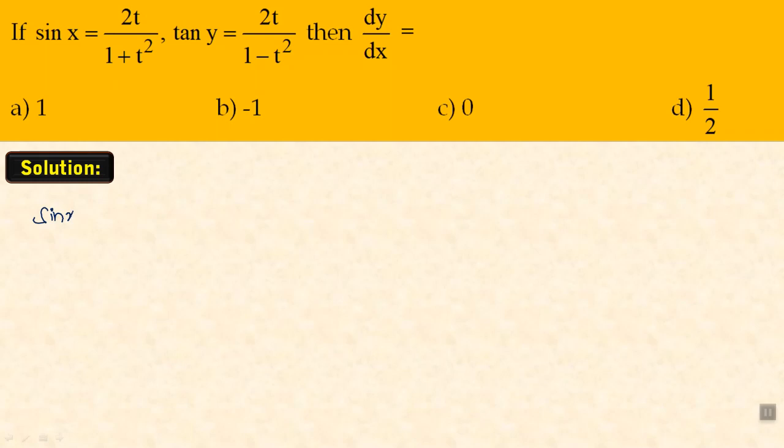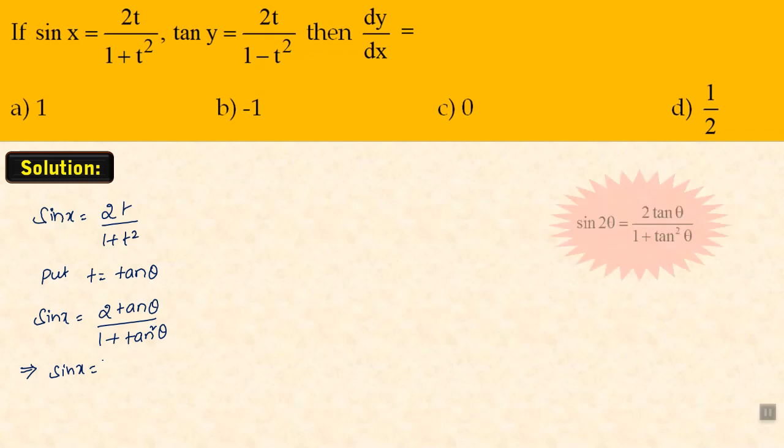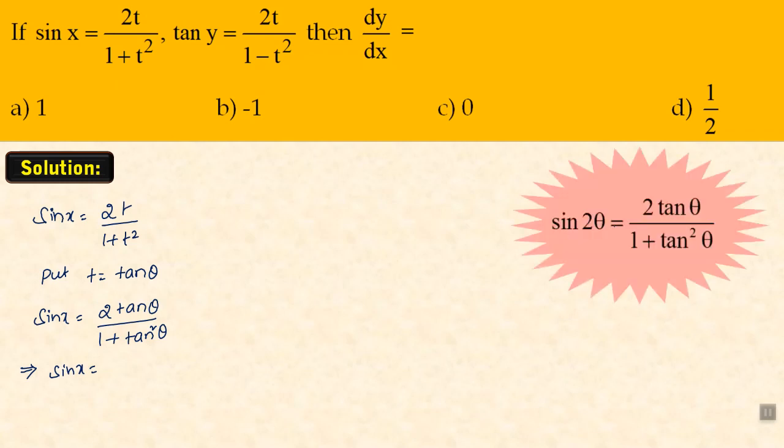Given sin x is equals to 2t by 1 plus t square, in this put t is equals to tan theta, we get sin x is equals to 2 into tan theta divided by 1 plus tan square theta. This implies sin x is equals to, we know that sin 2 theta is equals to 2 tan theta by 1 plus tan square theta. So here sin 2 theta. This implies from this x is equals to 2 theta.